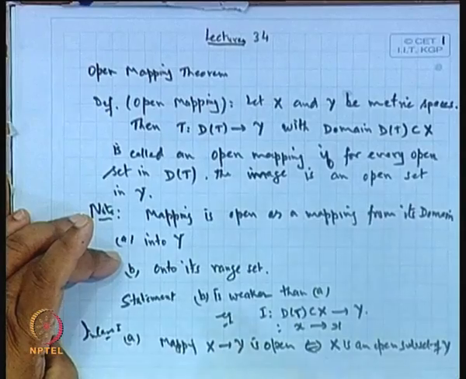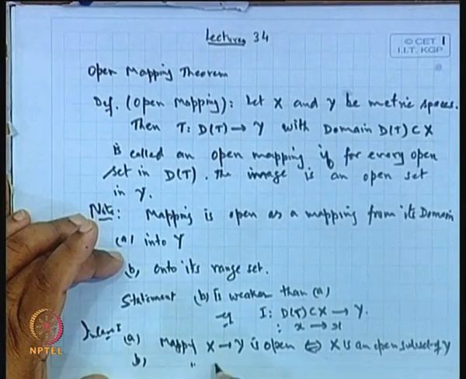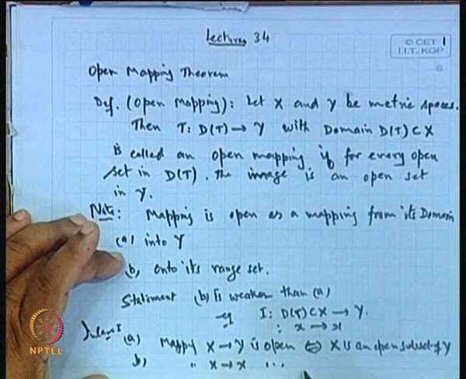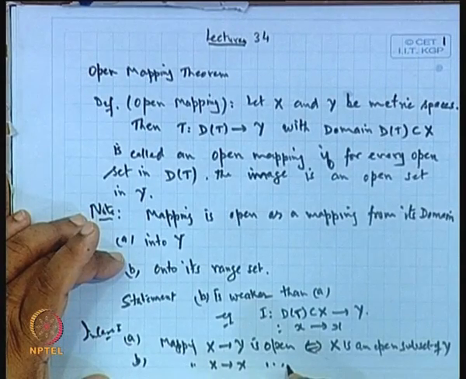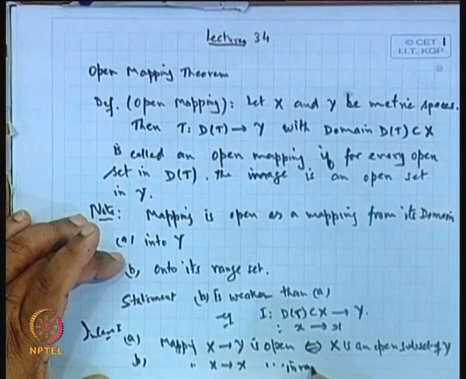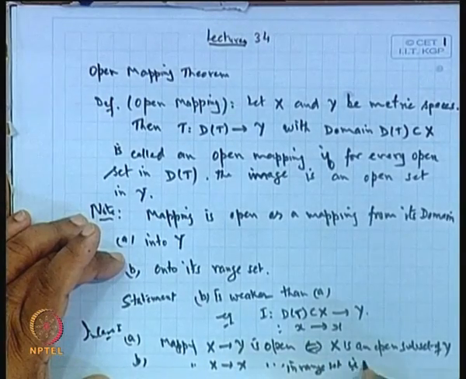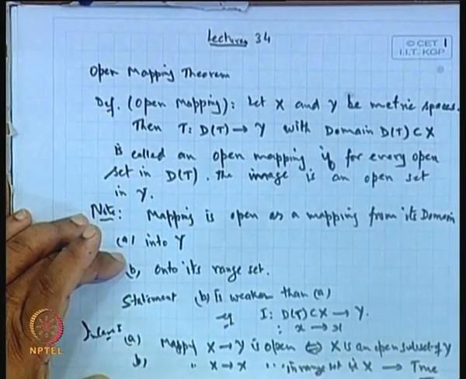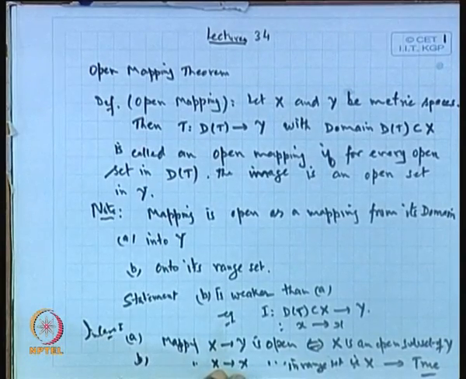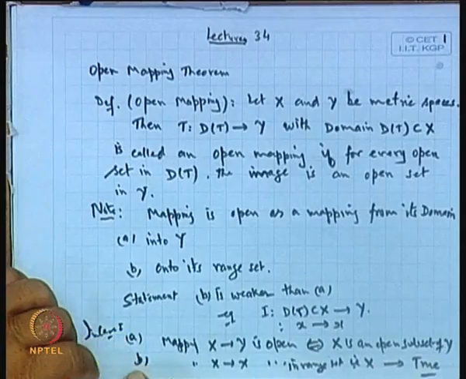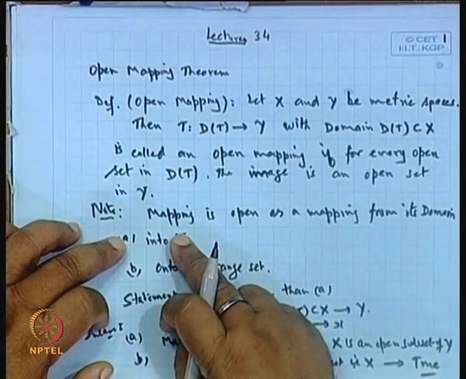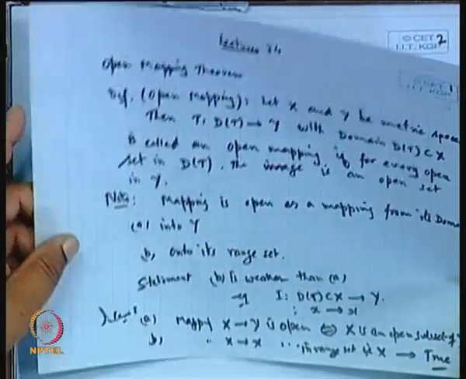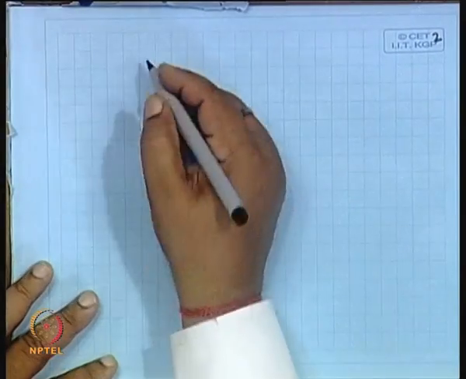While in the second case, when we say the mapping x to x is open, then automatically it is true onto the range set. It is open in the range set, that is X itself, because X is already taken to be open. So, this part is weaker and this one is stronger. Here you have to put a condition also.